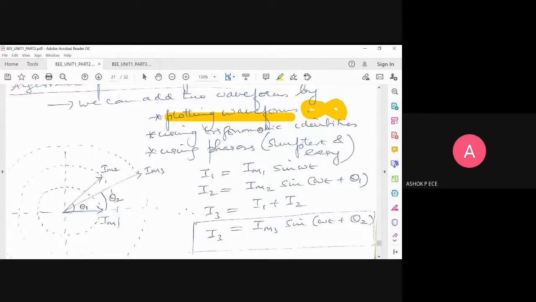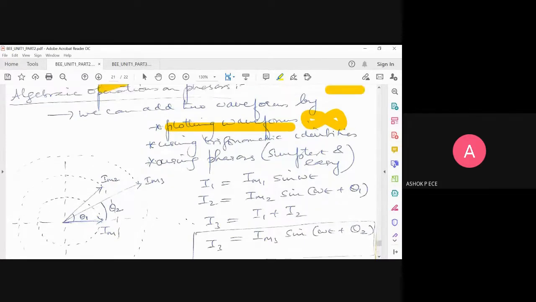Using trigonometric identities, I can simplify and then add. That is one possible solution. But using phasors, it is going to be a very, very simple and easy technique. We are going to add two signals.